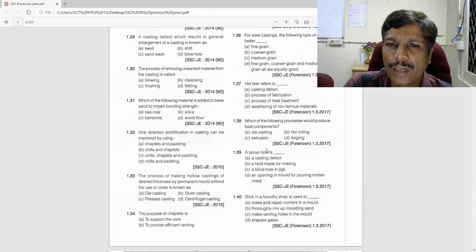A blind hole, a hole for getting a casting. But no, it is an opening. Screw hole is a vertical passage. Screw hole is the opening in the vertical passage.